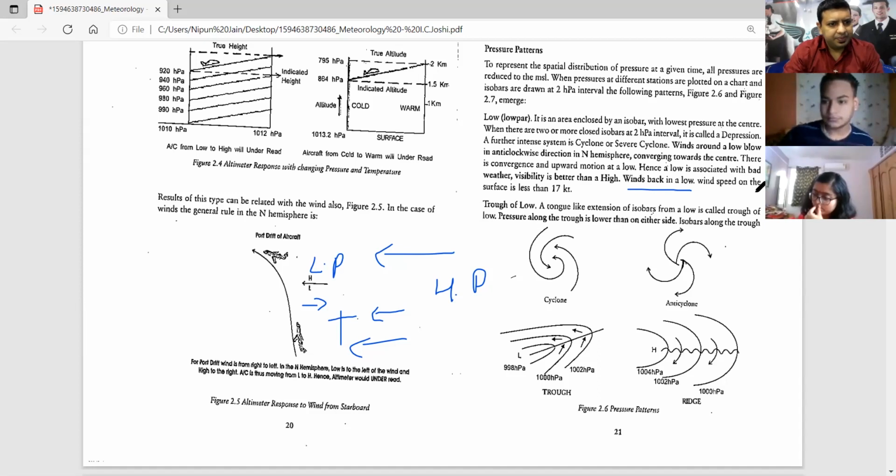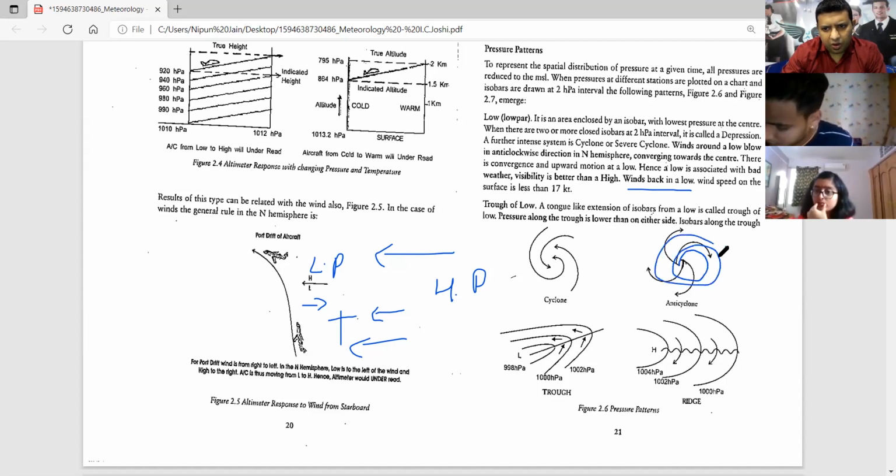All right. This movement is called veering, clockwise direction. Anti-clockwise direction, this movement is called backing. So you can add it there in your notes.